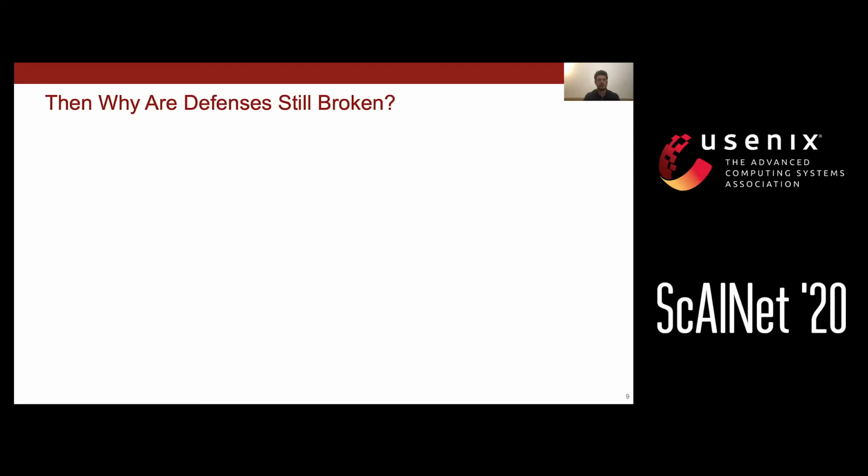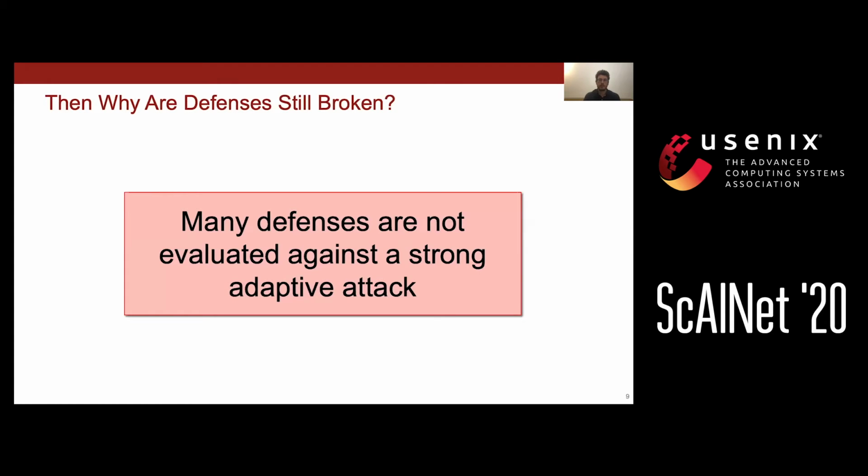So if evaluation standards have indeed improved, then why were all these defenses still broken? And the answer is quite simple. We find that while many evaluations did try to include adaptive attacks, they basically failed to design a particularly strong attack. And the authors then take the failure of these attempted adaptive attacks as a sign of robustness, even though better designed attacks would have actually been much stronger and broken the defense.